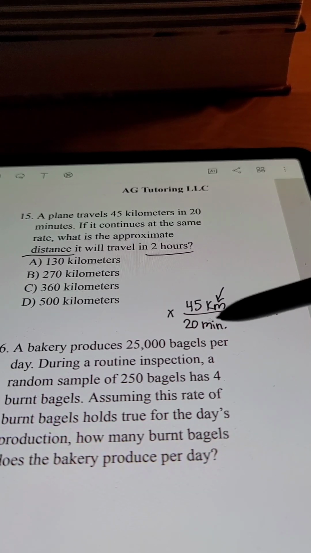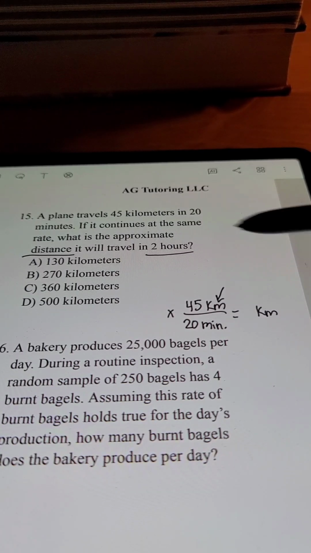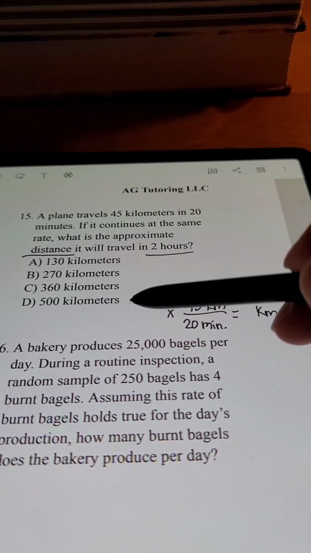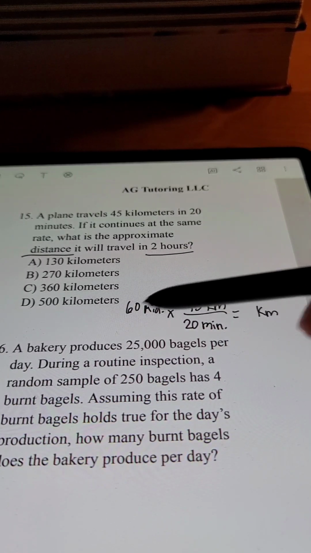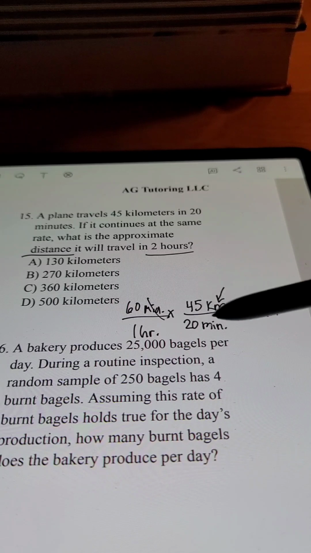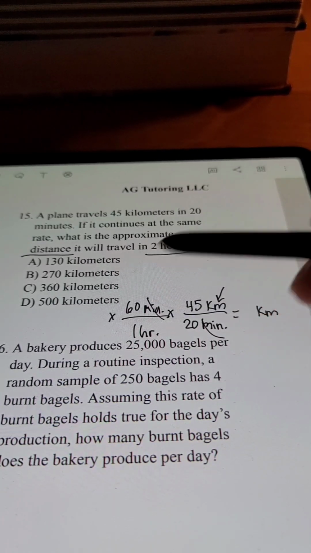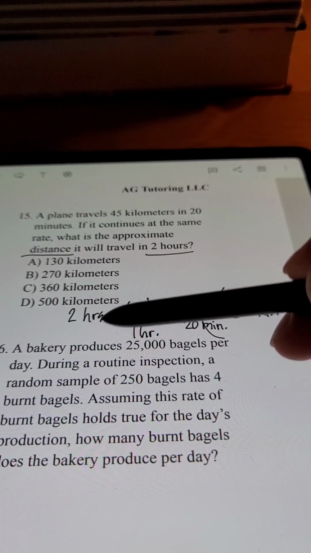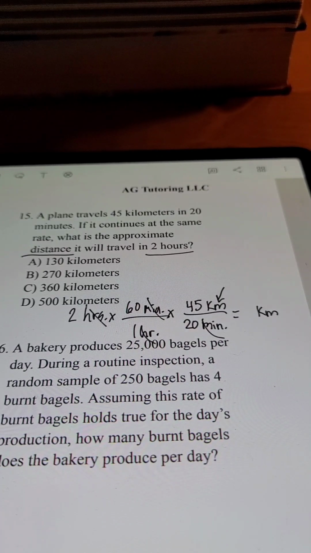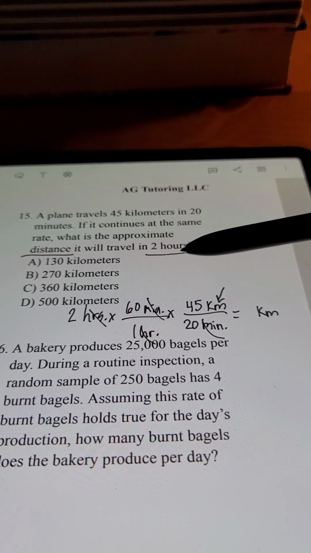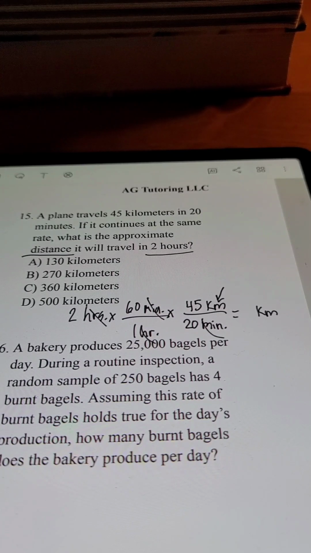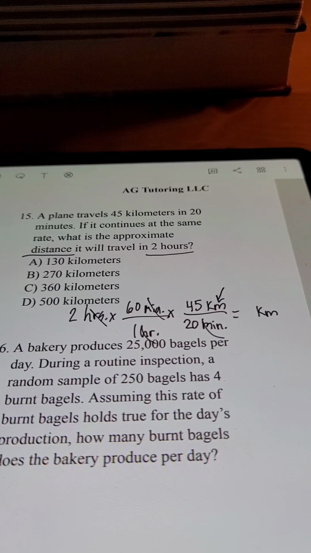Okay, so we're going to end up with kilometers on top, and we're going to work backwards to cancel out unwanted units, which in this case right now we have minutes that we don't want. So there are 60 minutes in 1 hour, so that cross cancels, and then now we can say, okay, we're going to multiply by 2 hours, and then the hours will cancel. So you're going to do 2 times 60 times 45 divided by 20 to get the kilometers. And when you do that, you would get 270 kilometers.